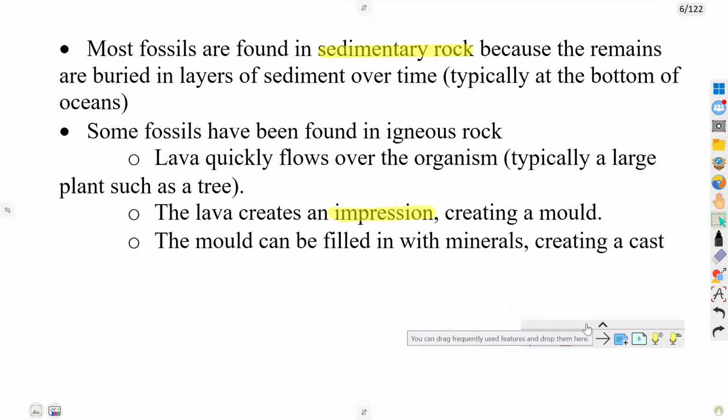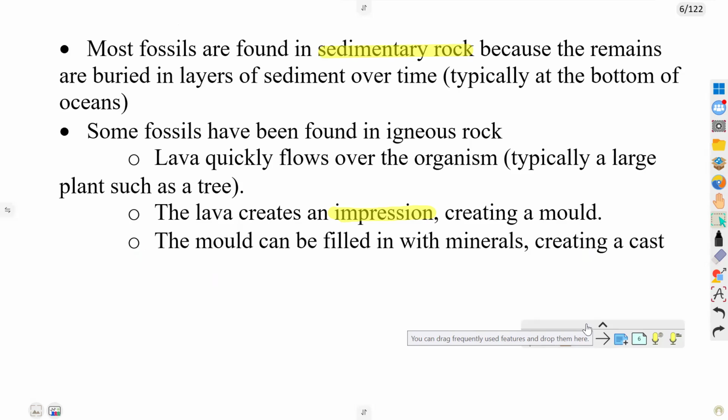Now, as we talked about before, most fossils are going to be found in sedimentary rock because their remains are going to be buried with sediment over time. And this usually is going to happen at the bottom of oceans, but things like mudslides could also create the perfect conditions for creating these fossils.